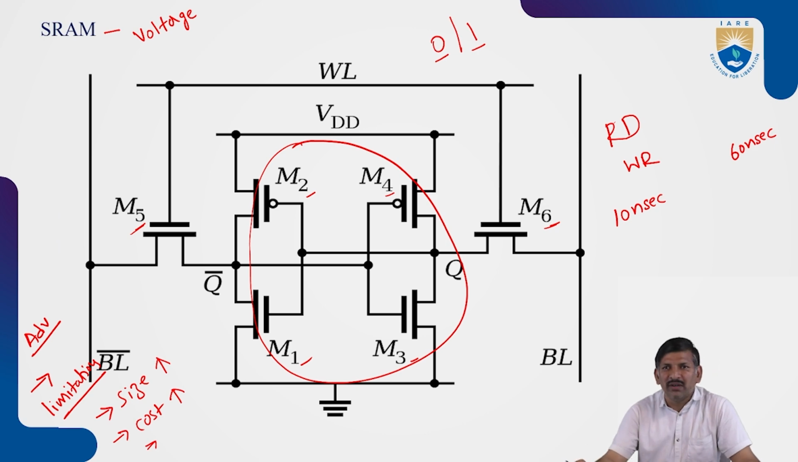Automatically it requires cooling fans when comparing with DRAM. So all these are the limitations. Size is more, cost is more, power consumption is more, power dissipation is more when comparing with DRAM only. Okay, this is regarding SRAM.